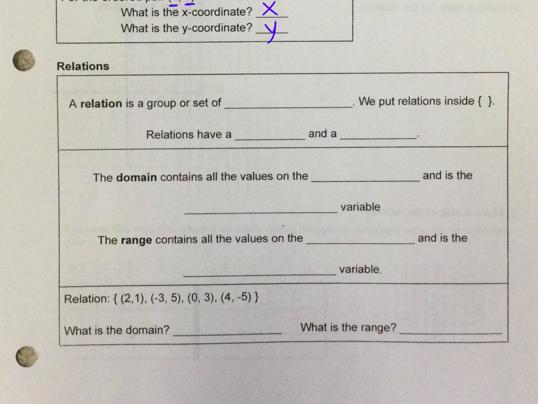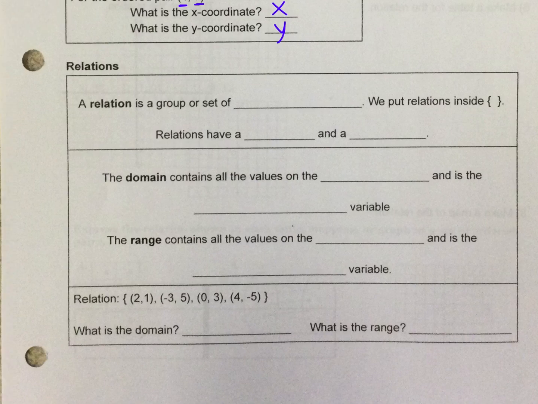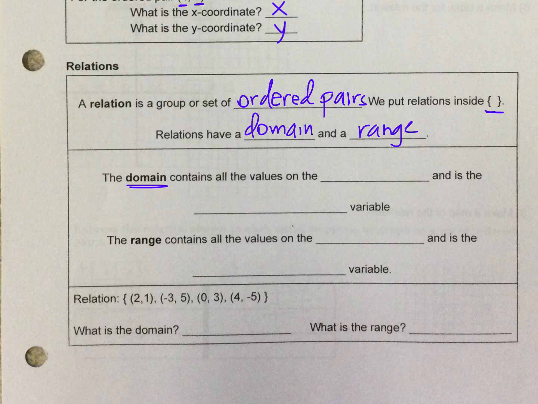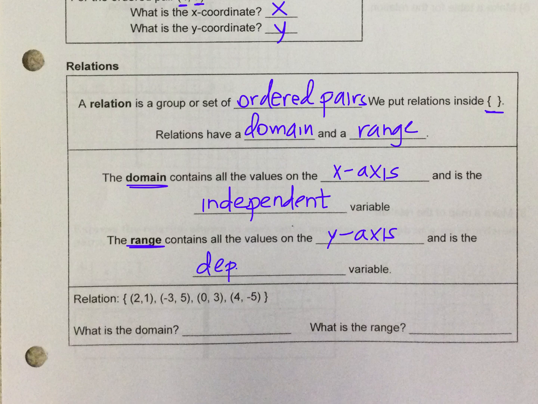All right, let's scroll down to the middle of this page, and we're going to talk about relations. A relation is when I have a group or a set of ordered pairs. We put relations inside the squiggles, and all relations have what we call a domain and a range. The domain contains all the values on the x-axis, and we also can call it our independent variable. The range contains all the values on the y-axis, and we would call it our dependent variable.